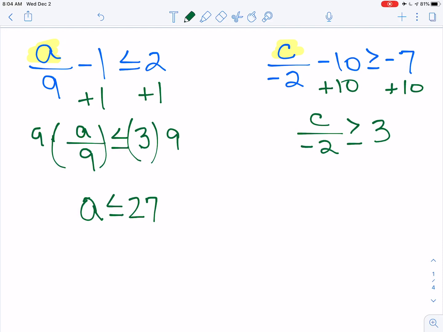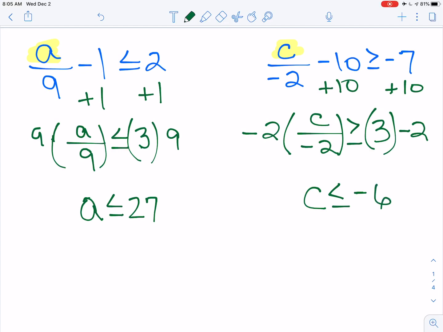Now I see I have some division here. C is being divided by negative 2, and the opposite of division is multiplication. So I'm going to multiply both sides by negative 2. That will cause my negative 2 to eliminate in the bottom, so I'll have c by itself. Now because I multiplied by a negative, I have to be careful. My inequality symbol has to change direction. So now it becomes a less than or equal to, and 3 times negative 2 is negative 6.